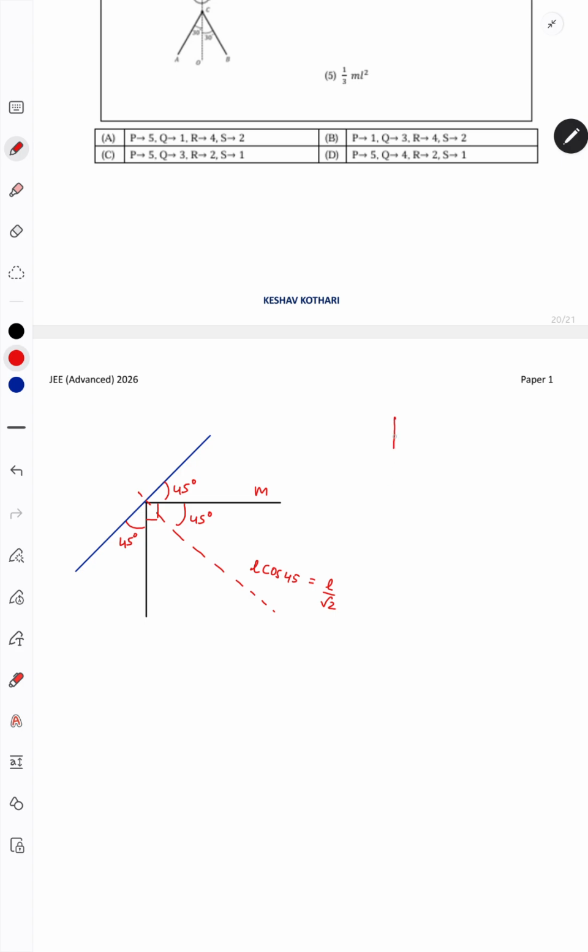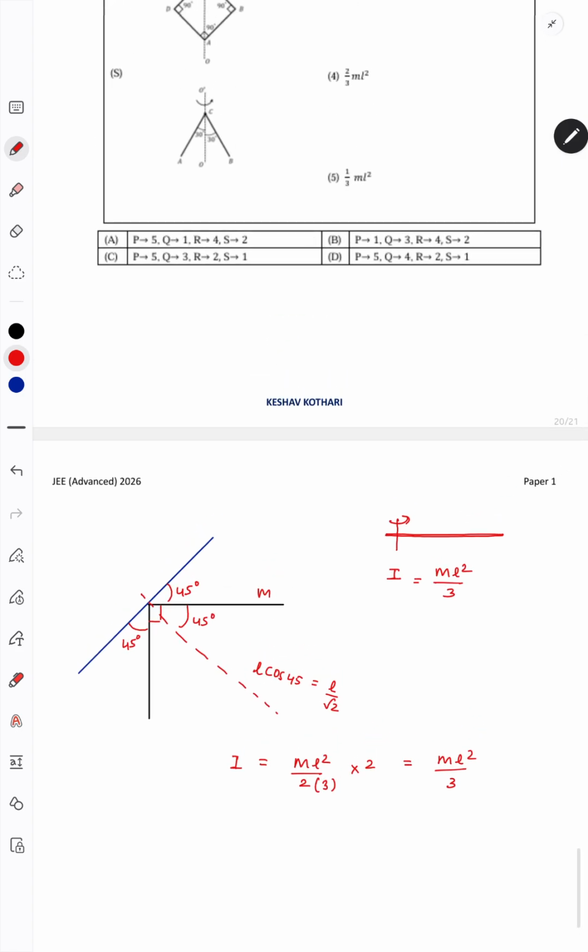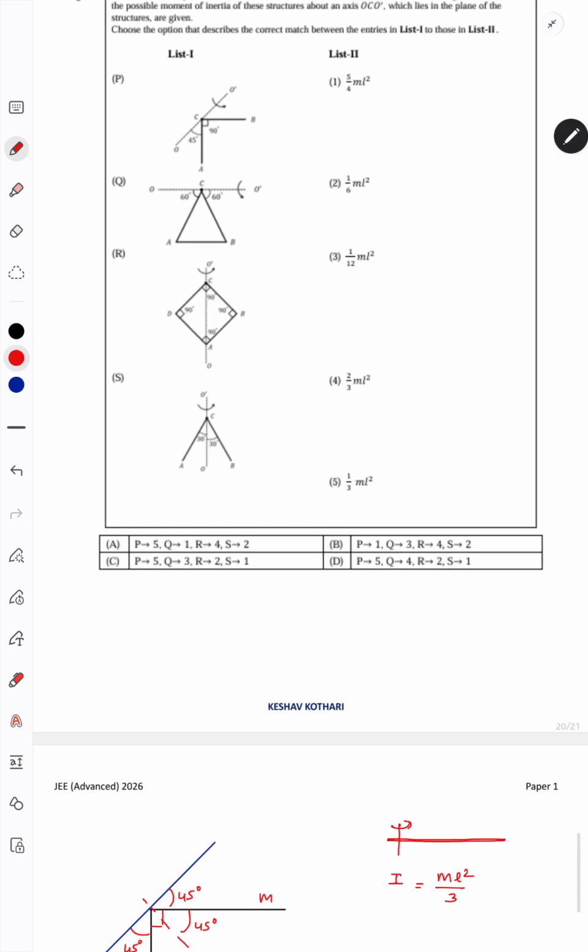Now for a rod, the moment of inertia when it is rotating about one end and the rod is thin is given by mL square by 3. So if we go with this approach, then for one rod it is going to be mL square by 3, and we are going to do this 2 times. So the final outcome is mL square by 3. So mL square by 3 for P is matching with the fifth option.